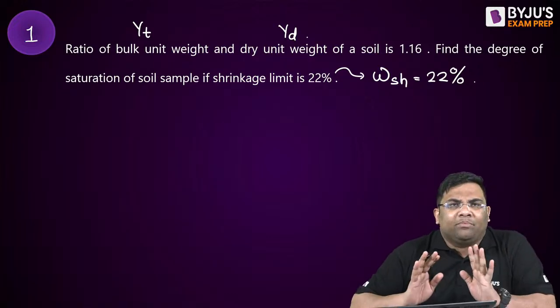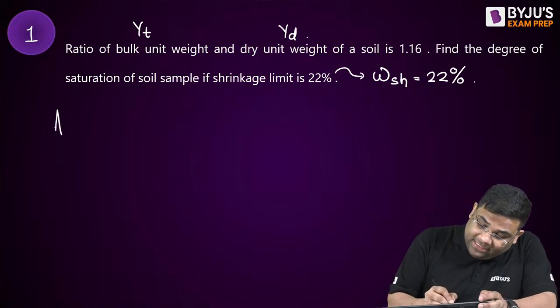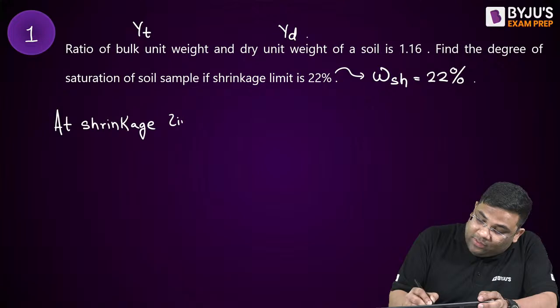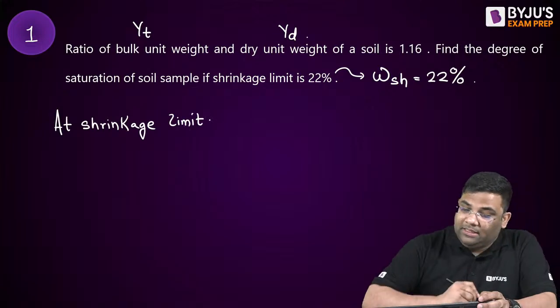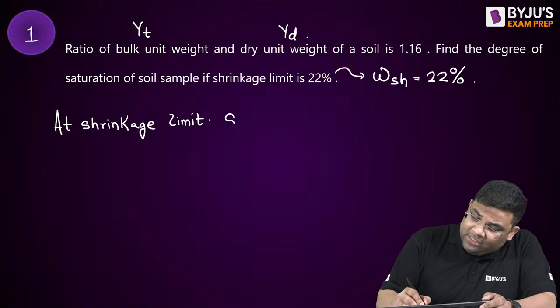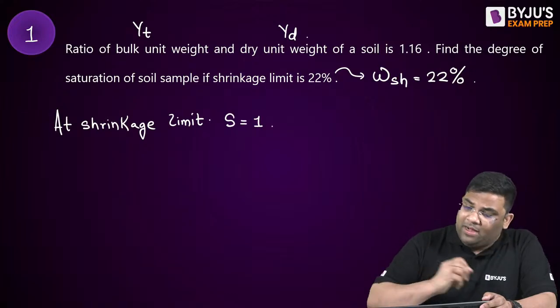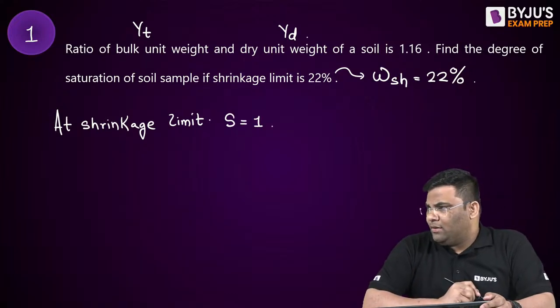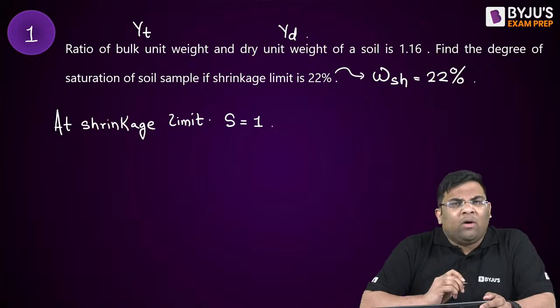How to find the degree of saturation? Let us understand. See, at the shrinkage limit, we know that the soil is fully saturated. So I can say that at the shrinkage limit the soil is fully saturated, so S is equal to 1.